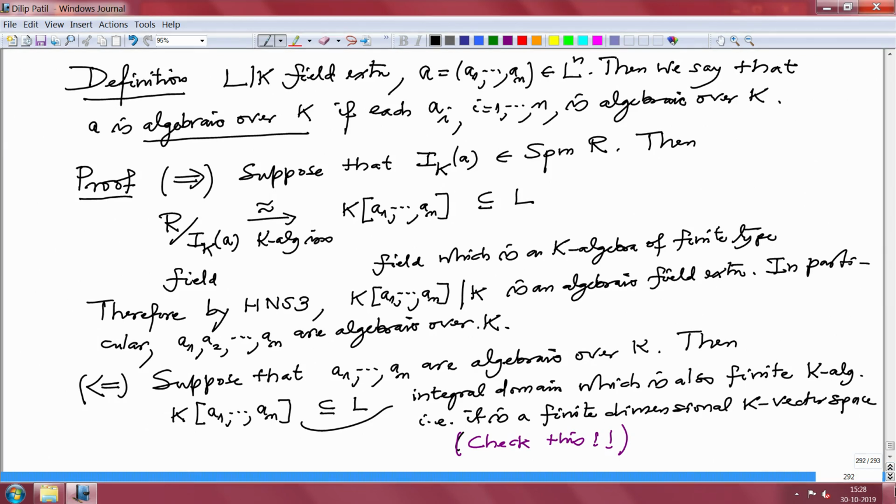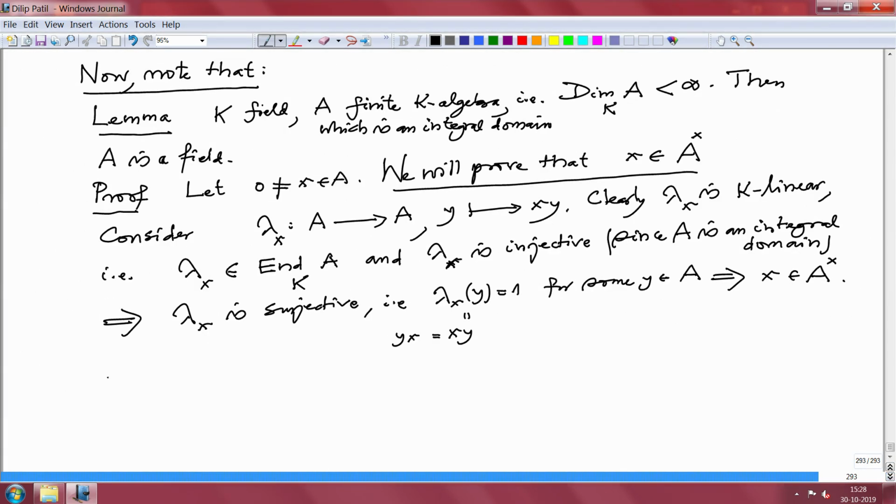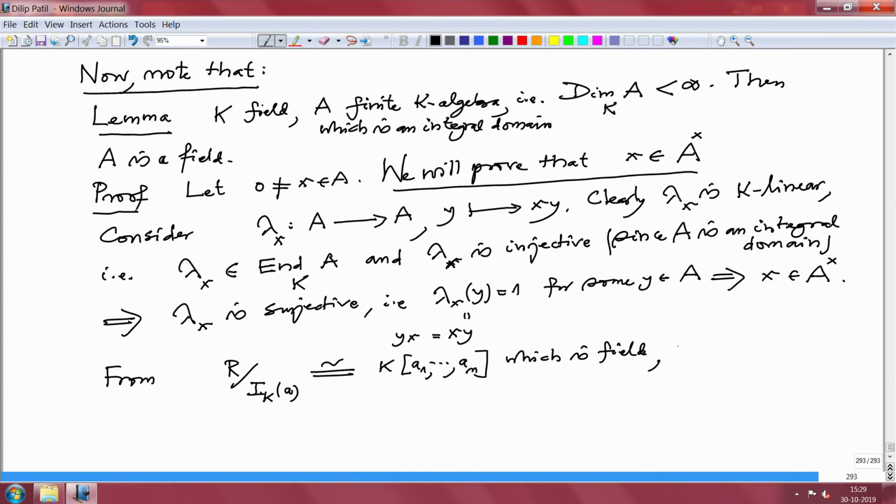So now from R modulo I_K(A), which is isomorphic to K[A1,...,An], and this is a field, it follows that I_K(A) is a maximal ideal, SpecM R. This isomorphism is a K-algebra isomorphism. Alright, so that proves corollary 3.